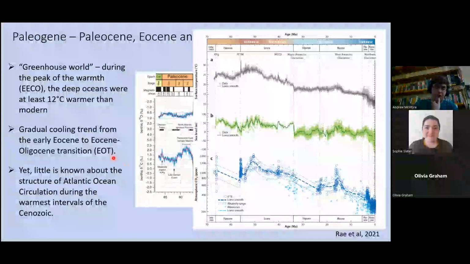But what we don't know too much about is the structure of the Atlantic Ocean circulation during particularly these warm intervals of time. And if we're heading towards a warm interval of Earth's future climate, then we need to understand these warm intervals of time really, really well.